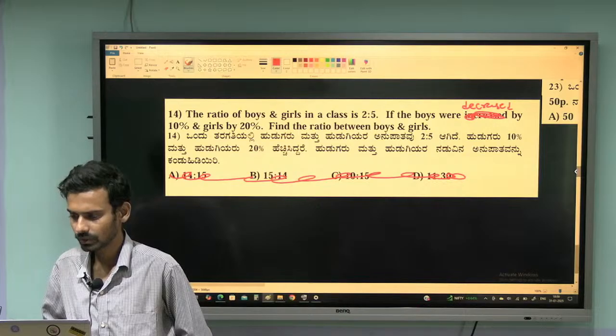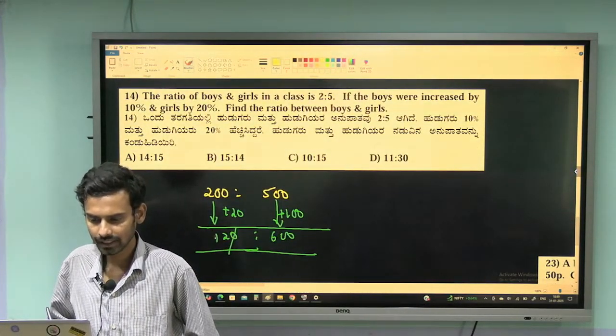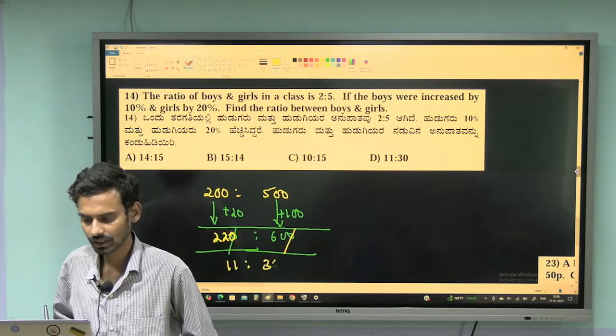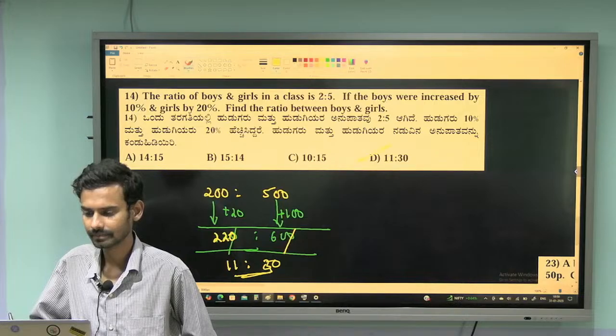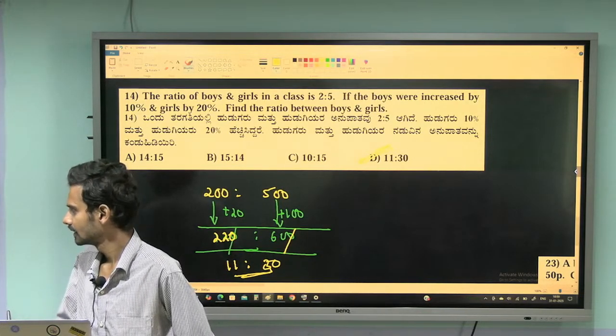So for the previous question, if it is increased, what is the answer that you will be getting? Here you will be getting 220. Here you will be getting 600. So cancel 0, 0. Then again cancel 2 on the table. You will be getting 11 is to 30. So option D, right? Is it option D?